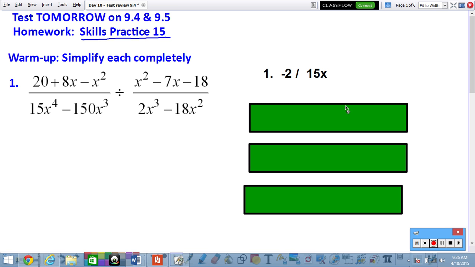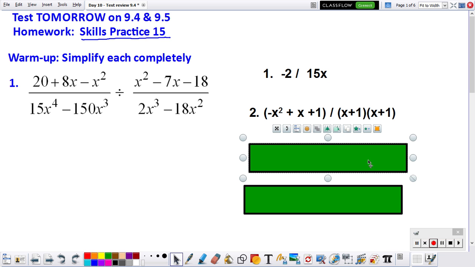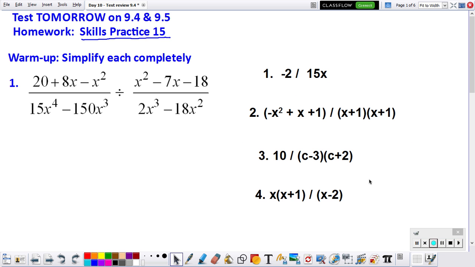Okay, so here's the answer for number 1. There's the answer for number 2, number 3, and number 4. So let me show you how this all is going to work out. The first thing I'm going to do with number 1 is I'm going to notice it's a division problem. So this is going to turn into a multiplication problem, and then it's a factor cancel situation.